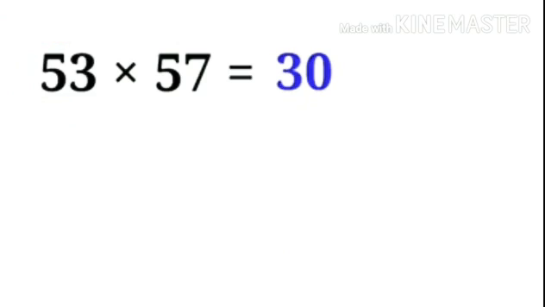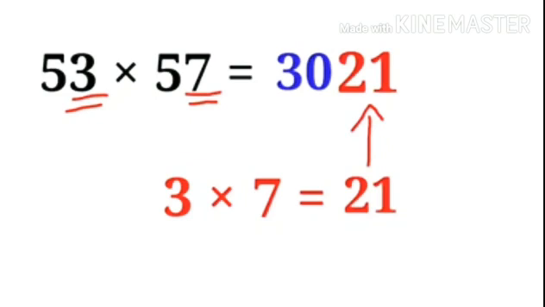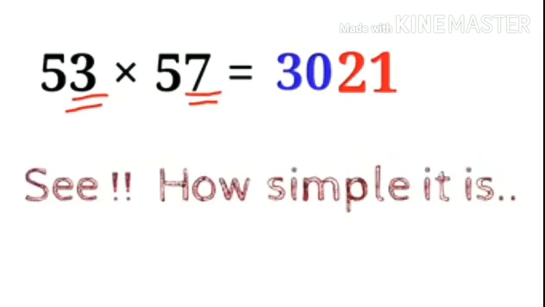And for the last 2 digits, all you need to do is multiply this 3 and this 7. 3 times 7 is 21, and you have the answer. The answer is 3021. See how simple it is.